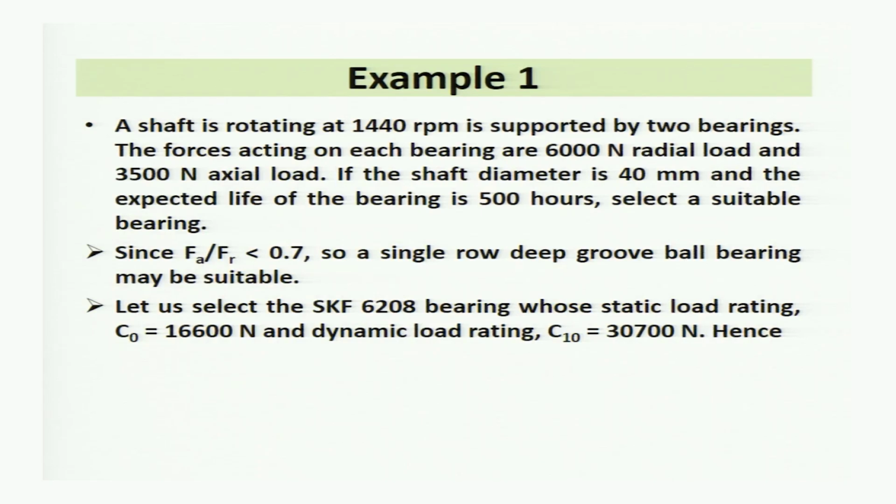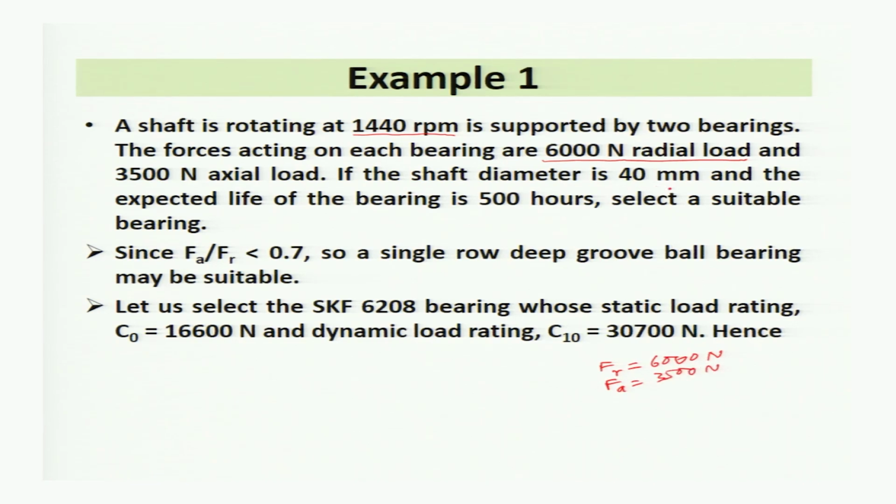Now let us see one example which will make the process of selection of the ball bearing easier. A shaft is rotating at 1440 rpm and is supported by two bearings. The force acting on each bearing is 6000 Newton radial, so Fr is 6000 Newton, and the axial load Fa is 3500 Newton.